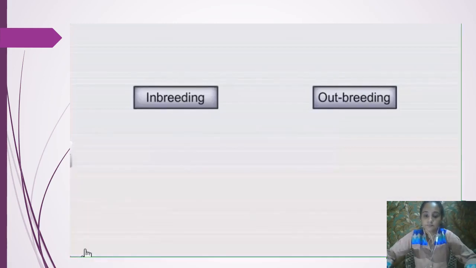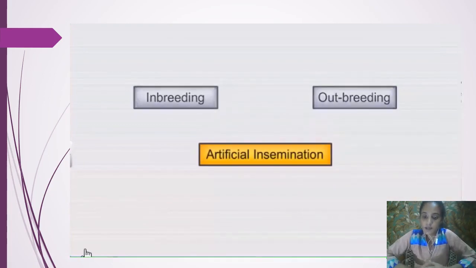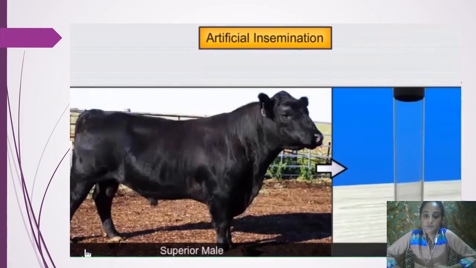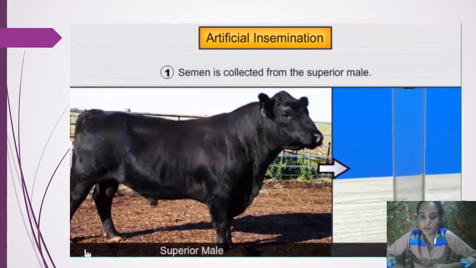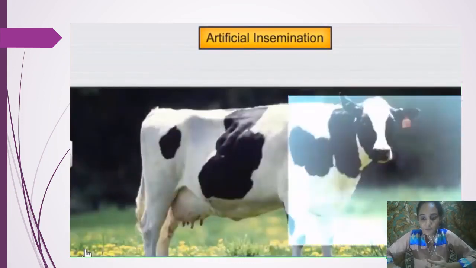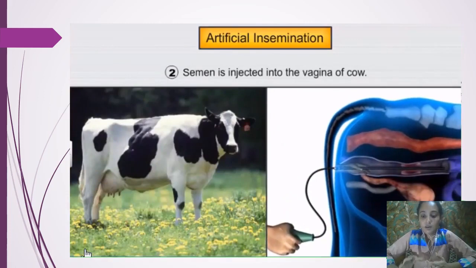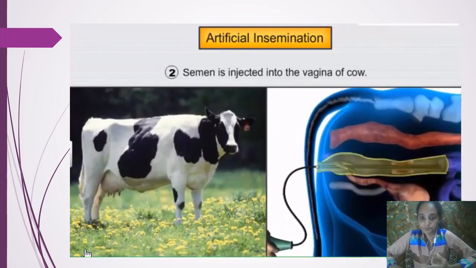Artificial insemination is one such method. As we described, artificial insemination is carried out. Here the semen has been collected from the superior male. Okay, that is the first step. And we administer that semen into the reproductive tract, the vagina, of the female cow. Or it can be frozen for future use.